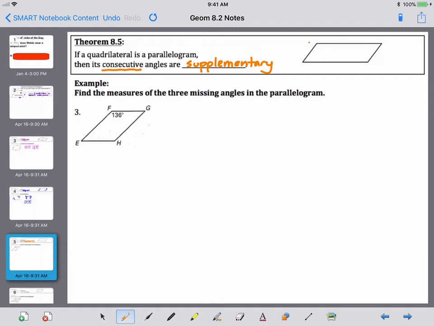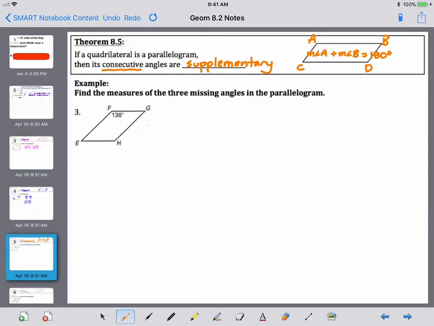So let's call this parallelogram A, B, C, D. Any two angles that are next to each other are going to add up to 180 degrees. For example, if we add the measure of angle A to the measure of angle B, that would be 180 degrees. And that would work with any pair. B and D would add up to 180, C and D would add up to 180, and A and C would add up to 180. So it works for any two angles that are next to each other.